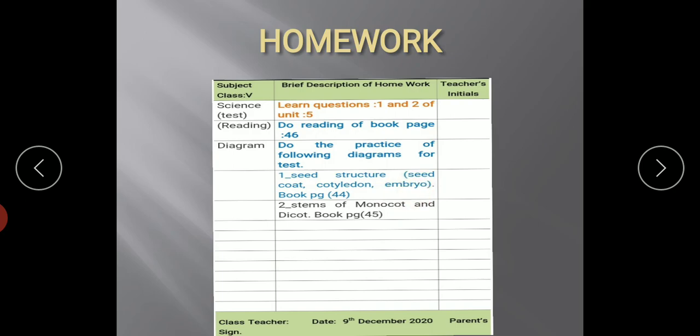For the second, you can also take help from page 44, where this diagram is drawn and they have shown all the 3 parts in it. The second diagram is a stem of monocot and dicot, in which they have shown the difference between these 2 stems. The vascular system is in scattered form in monocot. There is also a mistake in the book. They have labeled the stem of monocot as dicot and dicot as monocot. So do the correction there.